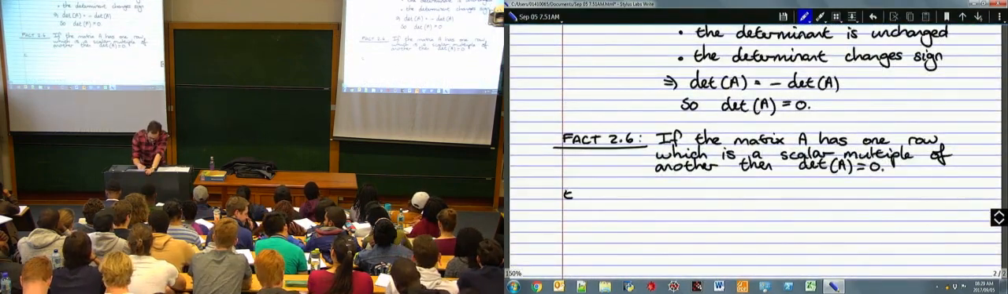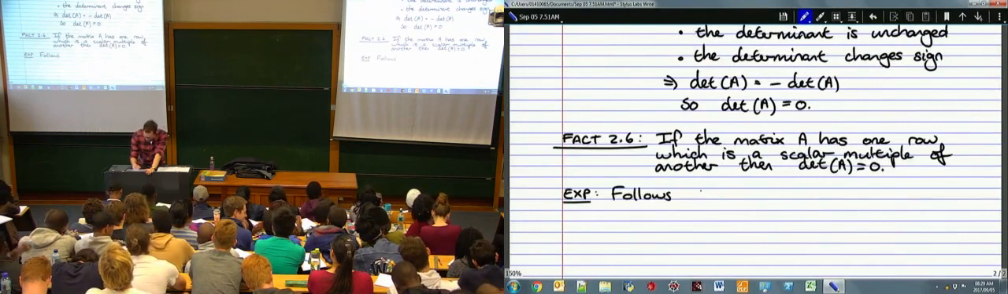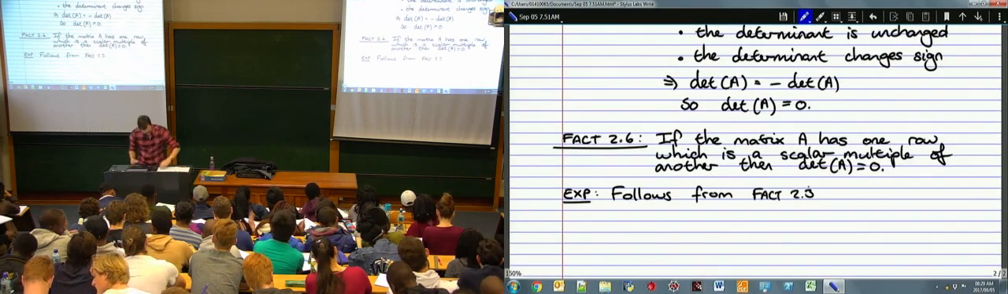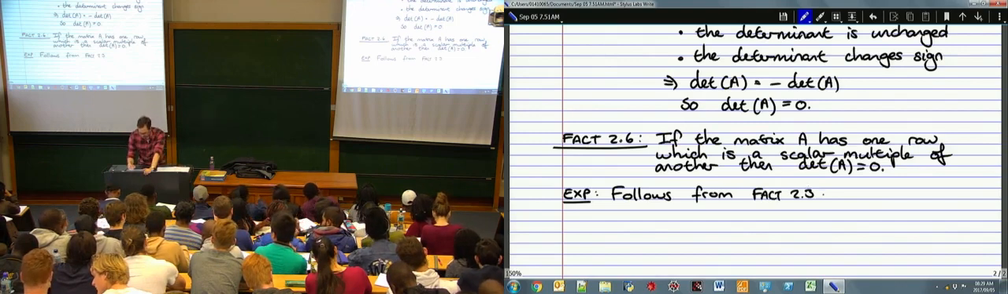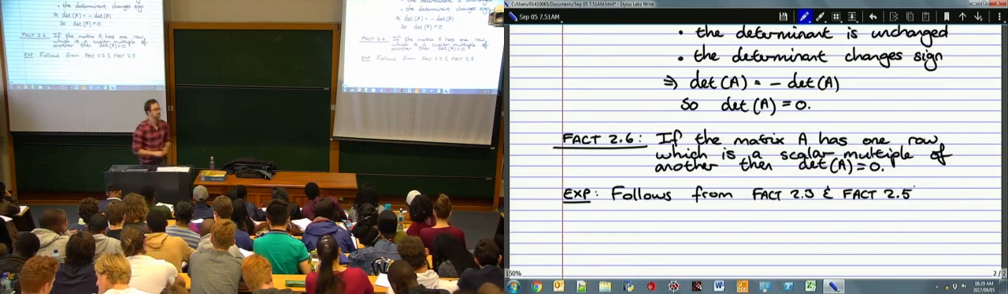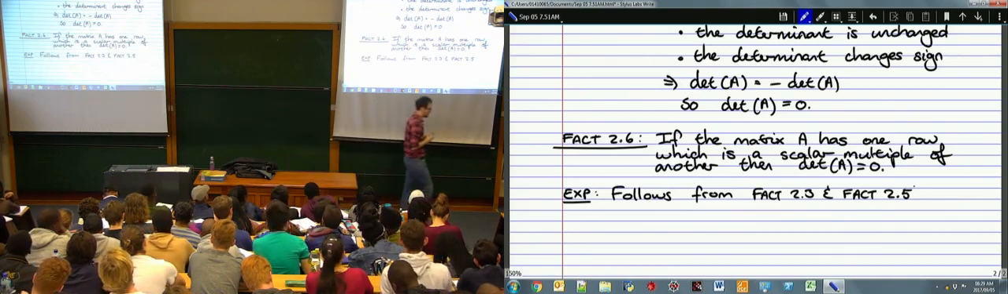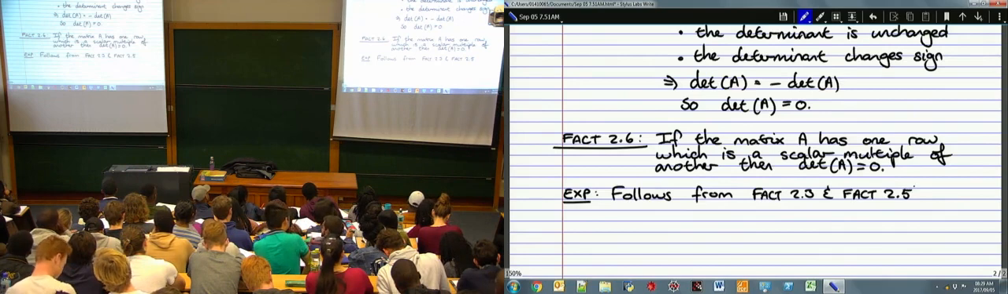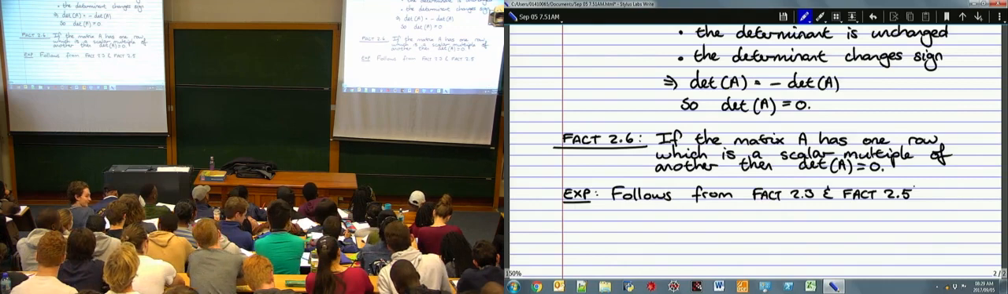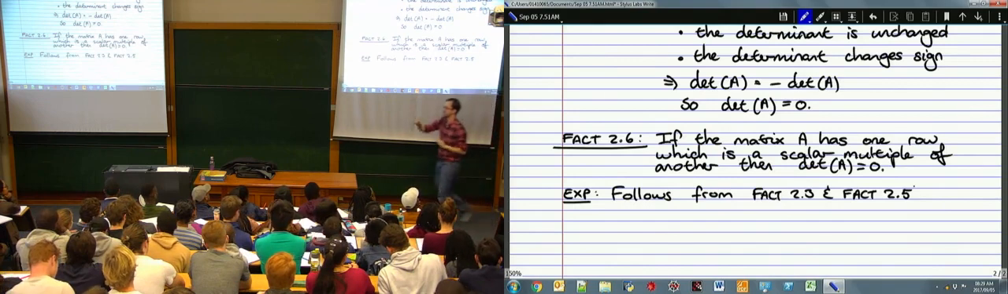So explanation. Fact 2.3 and from fact 2.5. So what we've shown for the first two elementary row operations is that if you scale a row by k, the determinant is scaled. Oh, sorry, there's a question. Yeah.